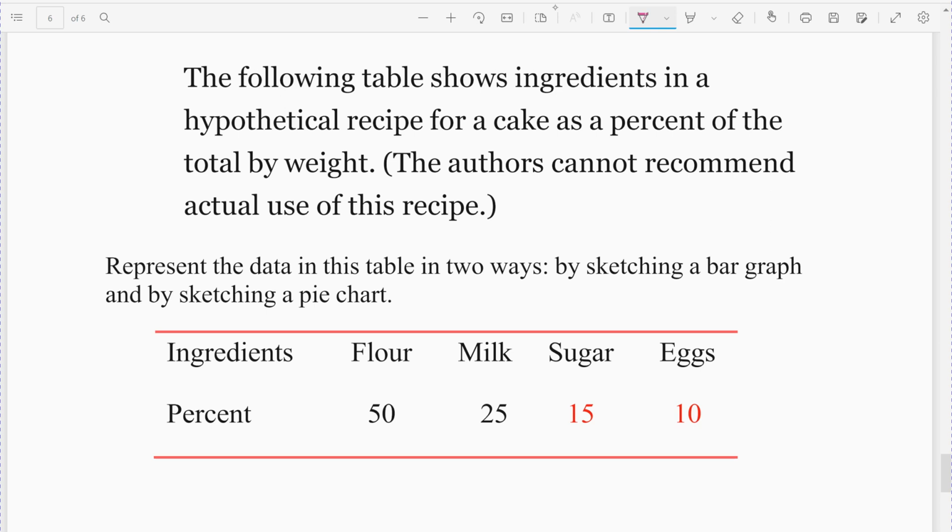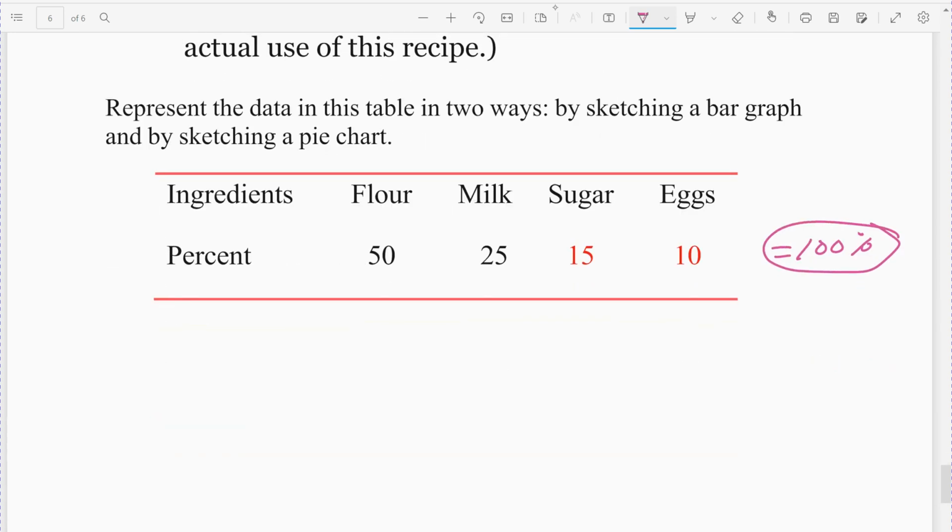So again, this is just made up numbers. This should add up to 100% of the weight, and it does, right? Because we have to have 100%. All right, so the first thing is we want to sketch the bar graph and then the pie chart. So I'm going to start off by sketching the bar graph.